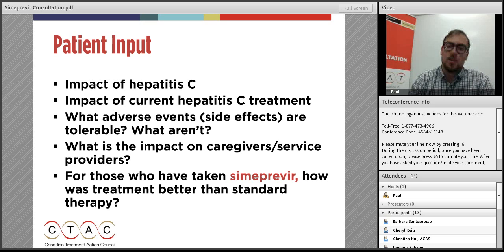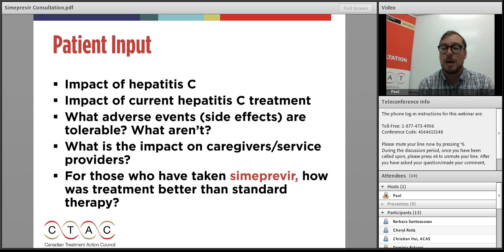So what's being asked of you, whether you're a person living with hepatitis C, or a person who provides services or care to somebody living with hepatitis C or who has had experience with hepatitis C, the questions are around: what's the impact of hepatitis C, untreated hepatitis C, or hepatitis C in everyday life? What is the impact of current hepatitis C treatment from what you've seen or what you've experienced? What adverse events or side effects are tolerable and which aren't, which is, of course, a really key piece in hepatitis C care and hepatitis C work?